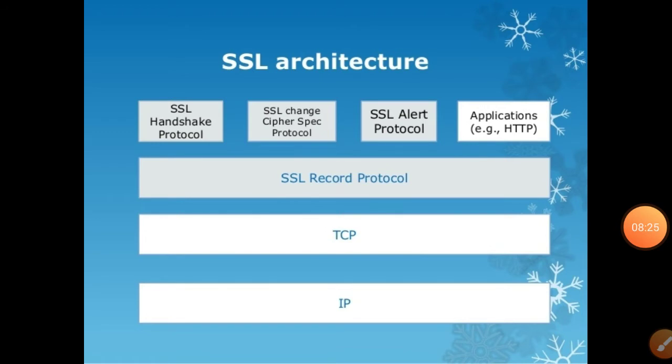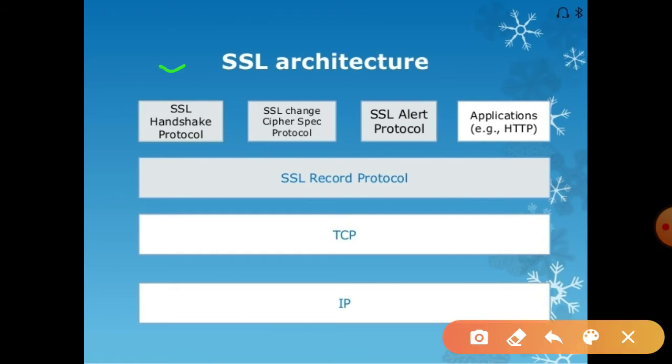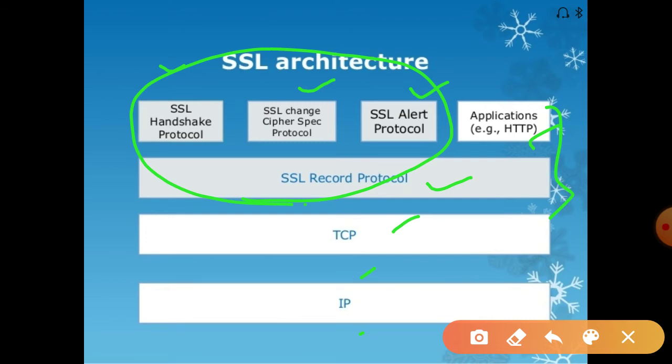Okay, students, so this is the SSL architecture. In this SSL architecture, it contains four important protocols. Those are the SSL handshake protocol, SSL change cipher spec protocol, SSL alert protocol, and SSL record protocol. Their working we have already seen in the previous class. So these four protocols we are going to discuss.